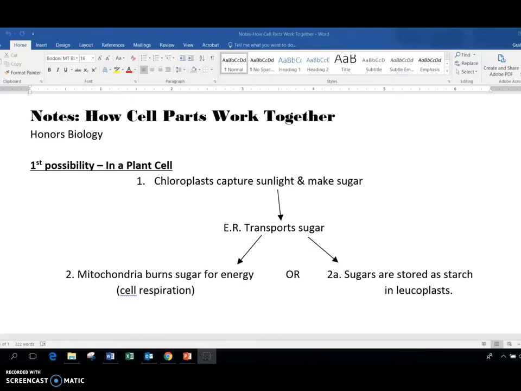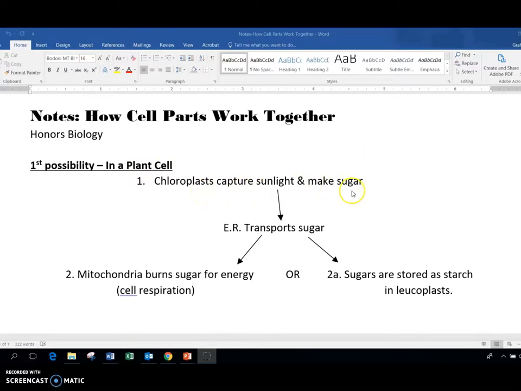Okay, so two possibilities. The first possibility is we're going to look inside of a plant cell. We know that plant cells are different than animal cells because plant cells have chloroplasts that do photosynthesis. They capture sunlight energy, they use that energy to make ATP, and then use that ATP to build sugar molecules. So that's the first cell part that's involved, the chloroplast.